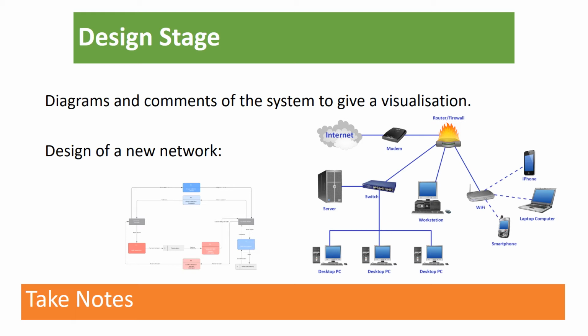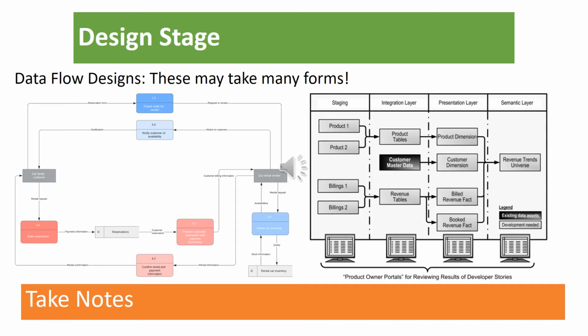We can have a look at a new network implementation, and we can see what devices are going to be connected to it and the layout of these. We need to make sure that data is flowing correctly around our system. And here are a few more examples of data flow diagrams. You can see the different stakeholders that are invested in the system and how that data moves between them.